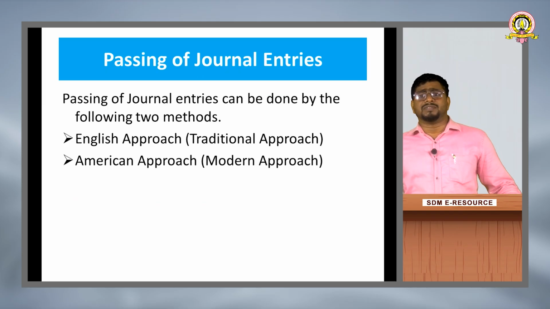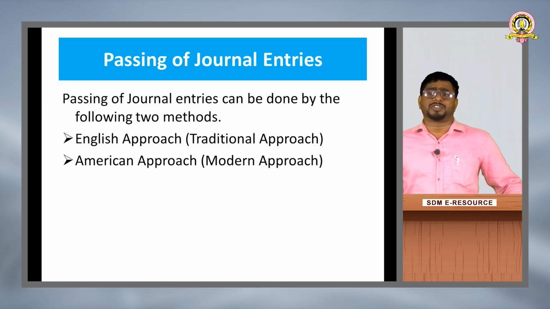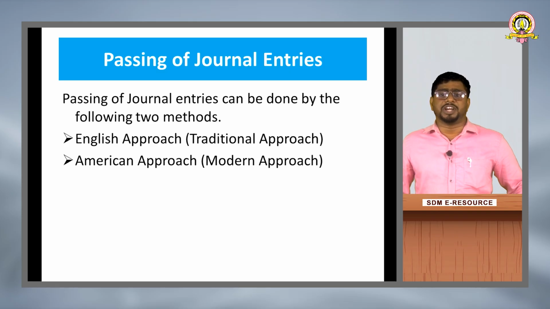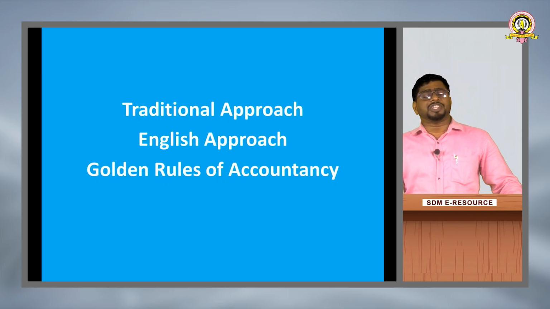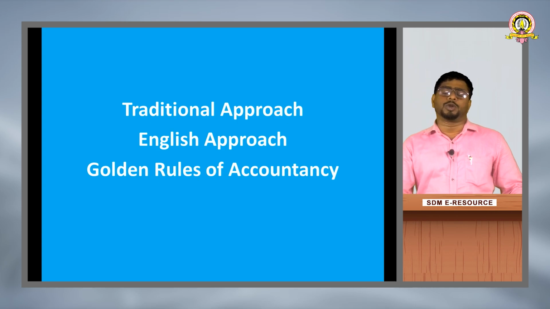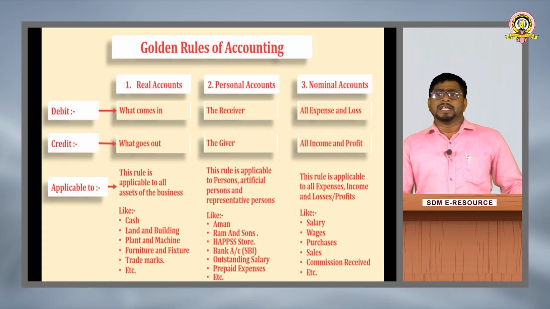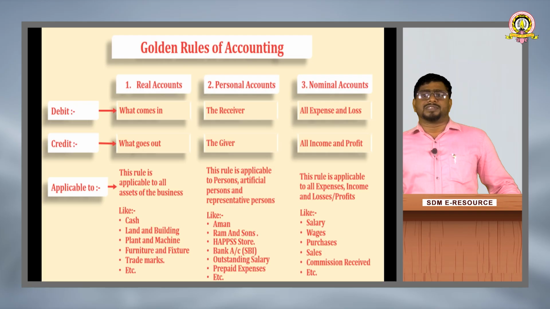For passing of journal entries, there are 2 approaches or 2 methods. One is the English approach, also called the traditional approach. Another one is the American approach, also called the modern approach. This traditional or English approach is famously called the golden rules of accountancy. We'll see the golden rules of accountancy.